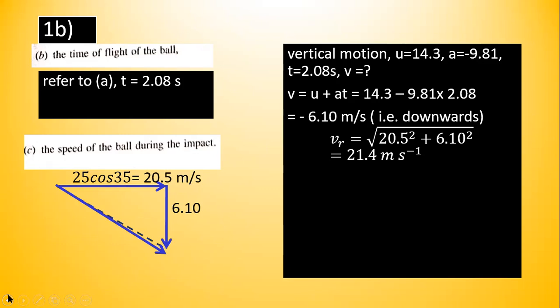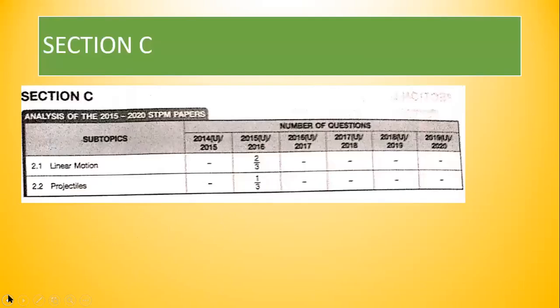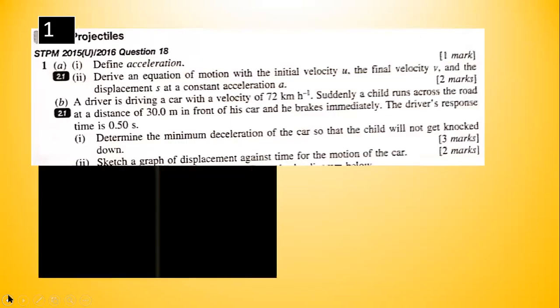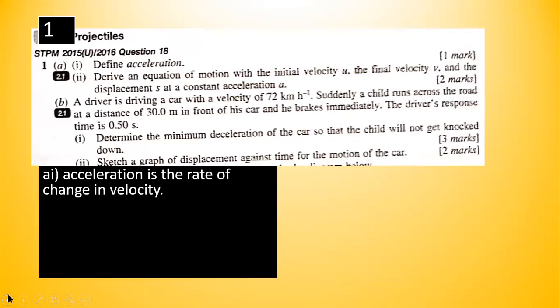Okay, the next one: define acceleration. Acceleration is the rate of change in velocity. Derive an equation of motion with the initial speed u, final speed v, displacement s. You want v² = u² + 2as. So you have to start with your definition. This is your definition, your equation.